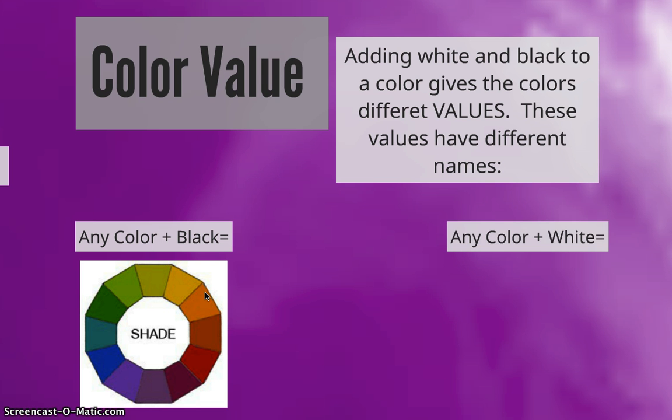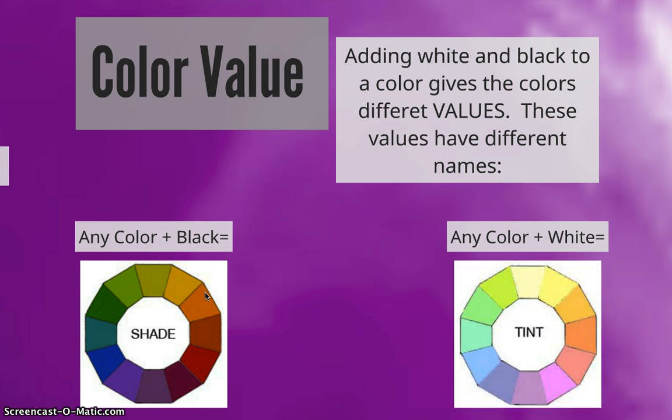When you add white to a color, anyone have any idea what that's called? Right, a tint. Tints are kind of the pastel-y, the light colors. Things like pink are a tint. Now, some tints have their own names, like pink or turquoise, and some are just called light yellow or light green.